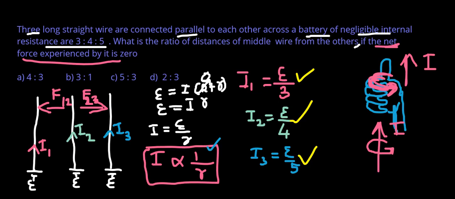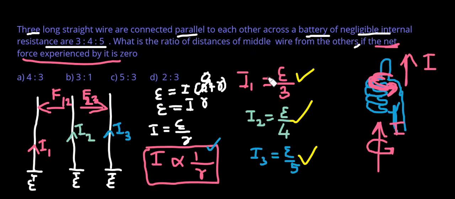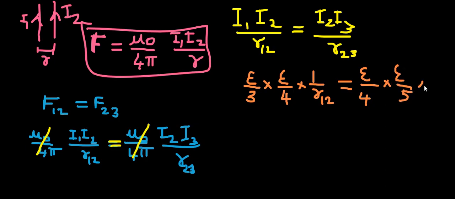I1 is equal to pi by 3. Pi by 3 times the I2 value, which is pi by 4, times 1 by the distance between 1 and 2, is equal to I2, which is pi by 4, times I3, which is pi by 5, times 1 by R23, the distance between 2 and 3.